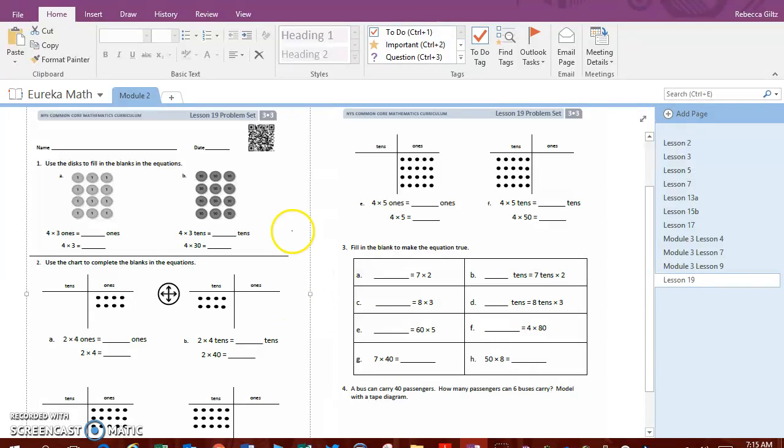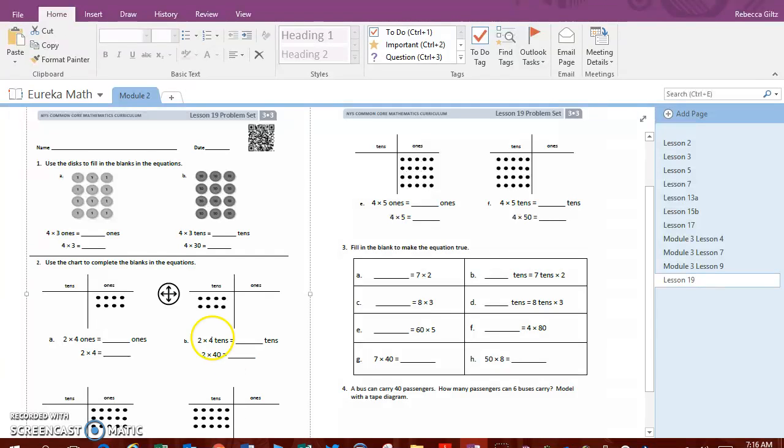And if you look at number 1A, it says to use the discs to fill in the blanks in the equations. So today what we're working with is using place value to multiply by 10. And I think you'll find that this will come pretty quickly when you see the secret trick.